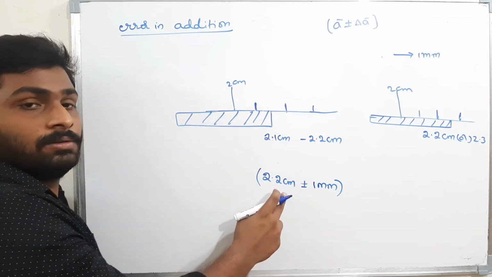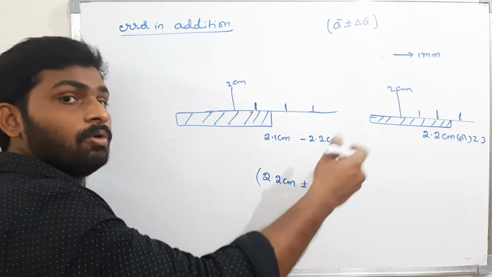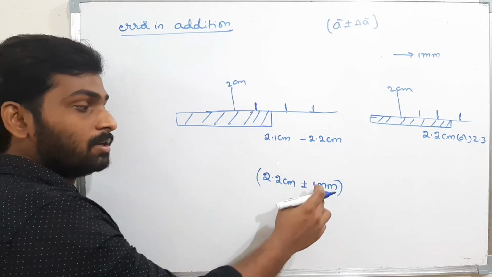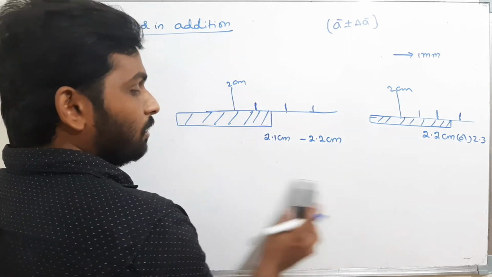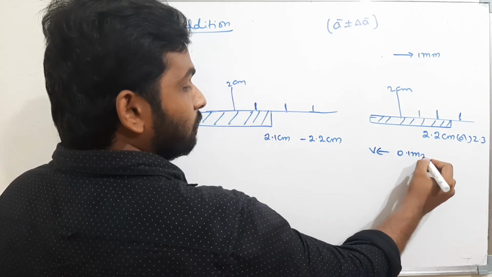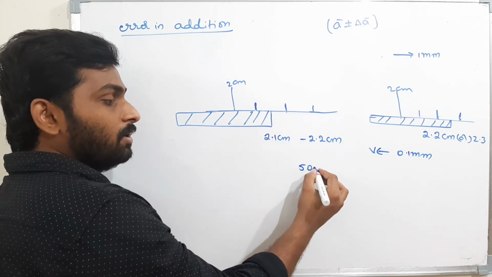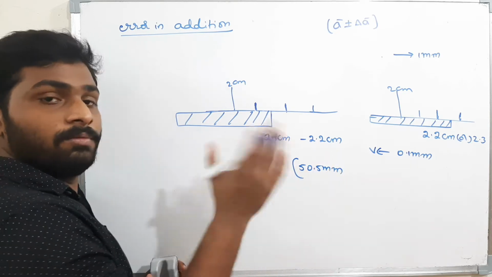I think it's clear. If I told 2.2, it may be this much of value more, or it may be this much of value less. Therefore, plus or minus 1 millimeter. Now, if I am measuring the same thing using vernier calipers, what is the least count? 0.1 millimeter. Now, I got some value, that is 50.5 millimeters.